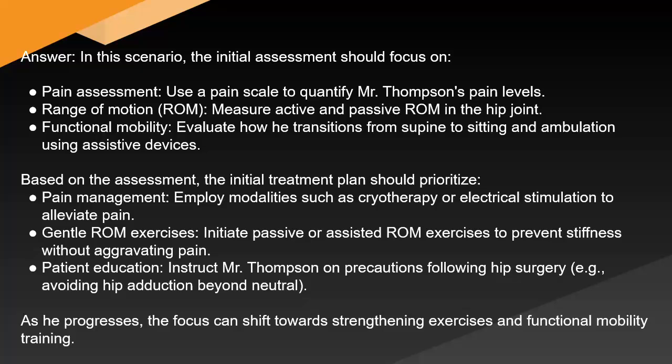Based on the assessment, the initial treatment plan should prioritize pain management. Employ modalities such as cryotherapy or electrical stimulation to alleviate pain. Gentle ROM exercises: initiate passive or assisted ROM exercises to prevent stiffness without aggravating pain. Patient education: instruct Mr. Thompson on precautions following hip surgery, e.g., avoiding hip adduction beyond neutral. As he progresses, the focus can shift towards strengthening exercises and functional mobility training.